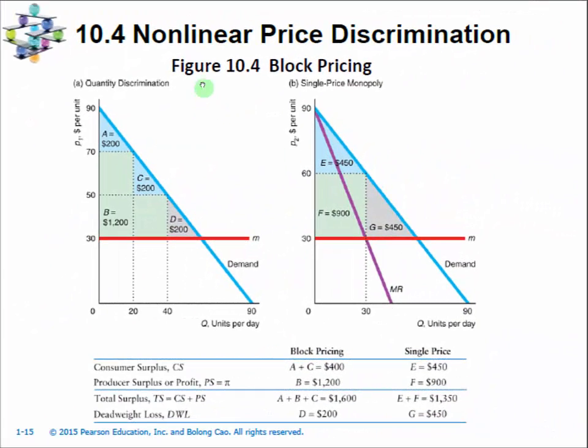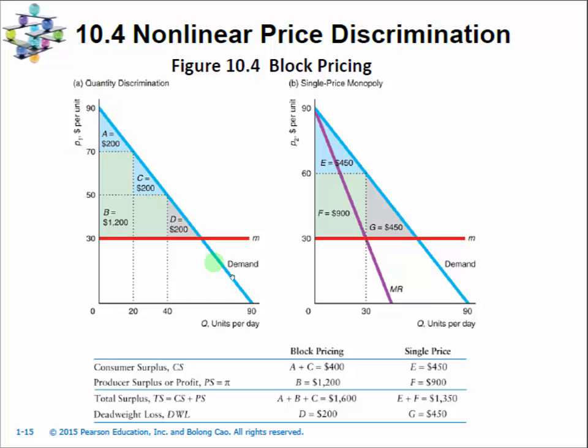A second kind of nonlinear price discrimination is called block pricing. In panel A and panel B, we have the same kind of consumers. They all have this identical demand curve in the market. It hits the price axis at $90 and the quantity axis at 90 units. In panel A, the first block, for units between 0 and 20, has a per unit price of $70. The second block is for units beyond 20 units. The unit price is $50.